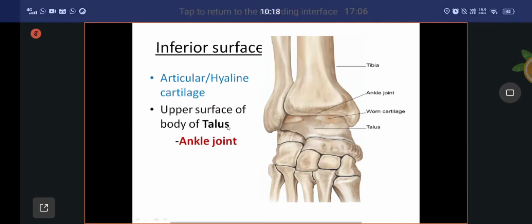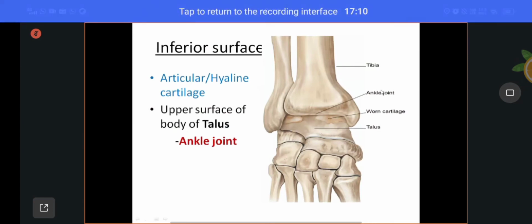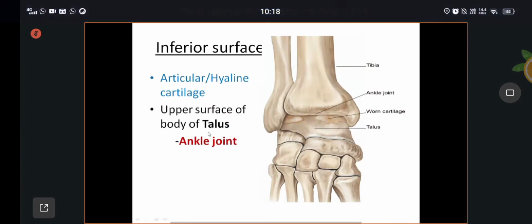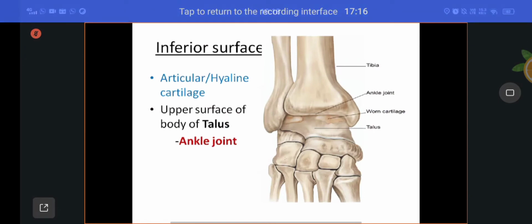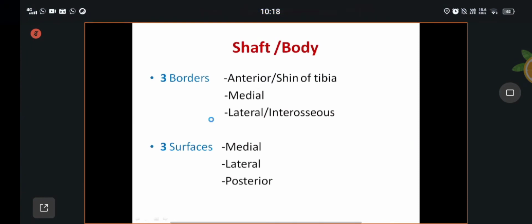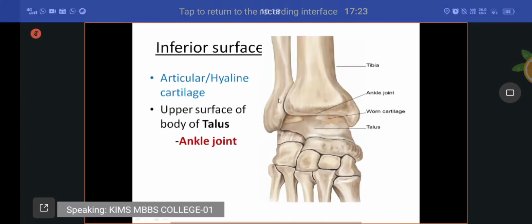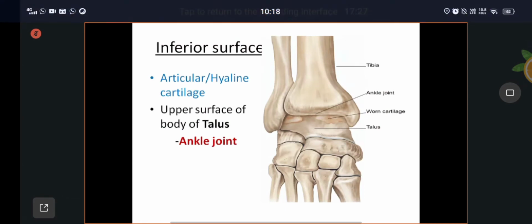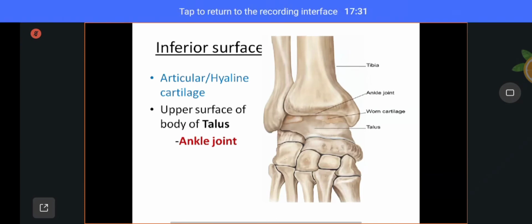The inferior surface of the lower end of the tibia is articular, covered by hyaline cartilage. Any articular surface is covered by hyaline cartilage, not only the tibia. And it articulates with the upper surface of the body of the talus to form the ankle joint. The ankle joint is a modified hinge type of joint. And this is about the lower end of the tibia.